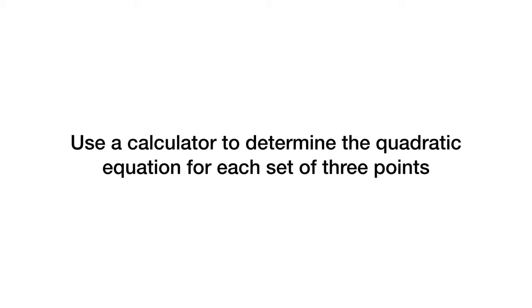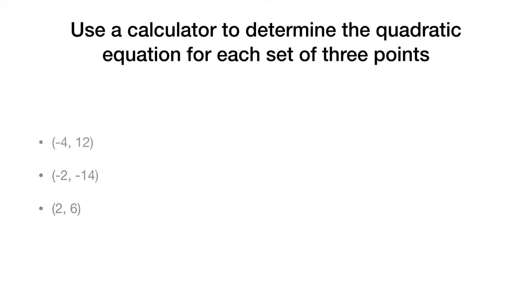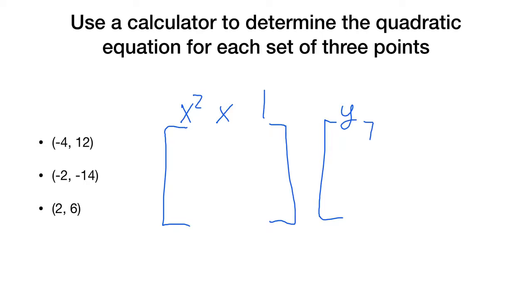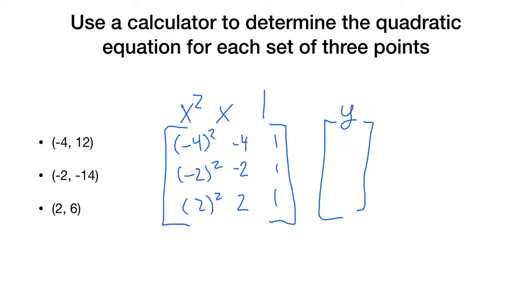Now let's try this where we're not writing as much stuff. So here's our first equation. What we're going to do here is write just our matrix. Remember, it goes x squared, x, then our last row is always 1. Our other matrix is just our y, so let's put this in: negative 4 squared, negative 2 squared, 2 squared, negative 4, negative 2, 2, and then finally 1, 1, 1.